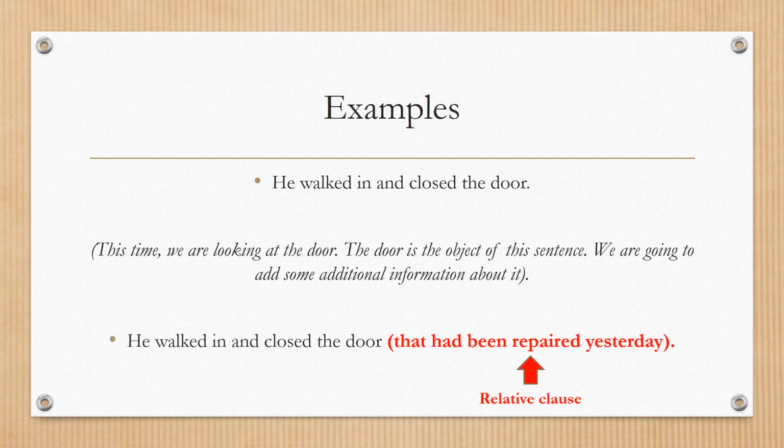We've got a sentence that reads, he walked in and closed the door (that had been repaired yesterday). We've used a pair of brackets to mark the relative clause at the end of the sentence. Now that's important because having it at the end after the word door shows us that the additional information is about that noun and not about the person. We've also used the relative pronoun that, which is one that we know is used to add extra information about an object or a thing rather than a person. Once more, if you removed that from the sentence, it would still make sense as it did before.